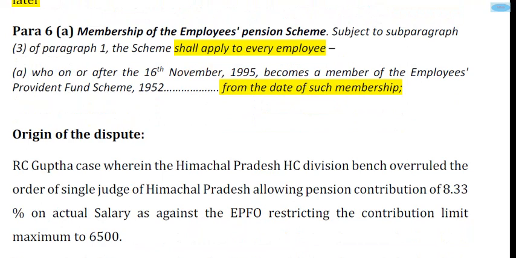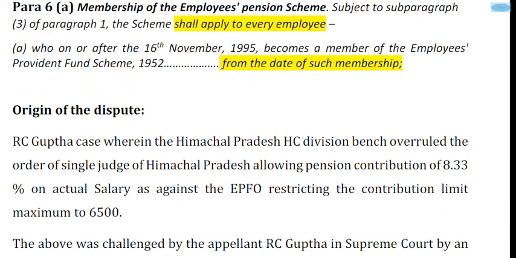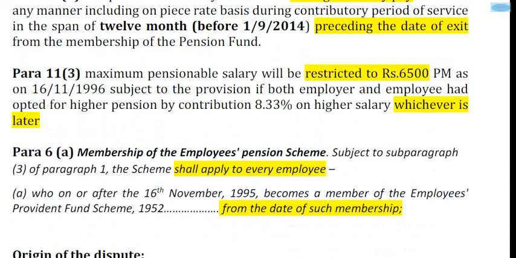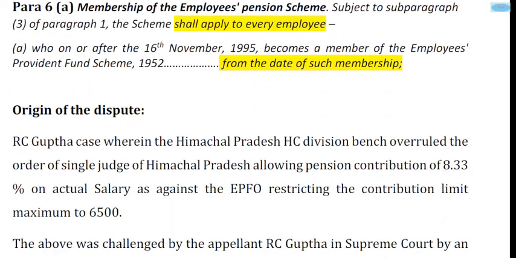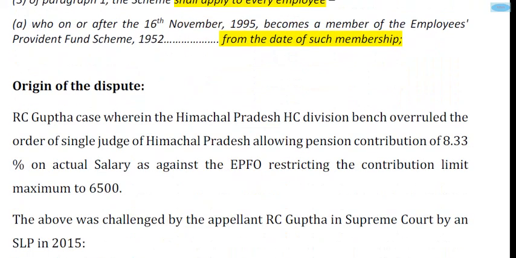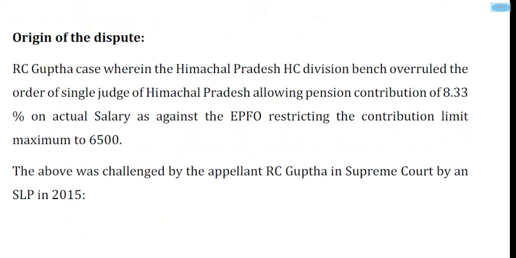What was the dispute? The R.C. Gupta case, which originated from the Himachal Pradesh HC, where the division bench overruled the order of the single judge of Himachal Pradesh, allowing pension contribution of 8.33% on actual salary as against the EPFO restricting the contribution limit to a maximum of 6,500. We have discussed that here, right? Para 11.3. This was allowed by a single judge in the HC, and the division bench overruled the single judge, and finally it went to the Hon'ble Supreme Court.